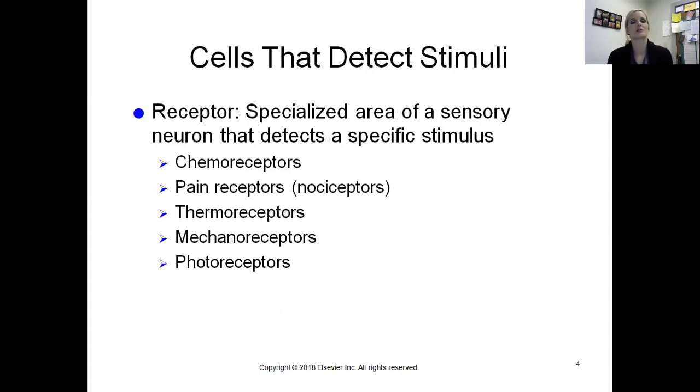So here are 5 different types of receptors. We have chemoreceptors, just as that prefix implies. Chemo, meaning that it responds to different chemical changes. So when we talk about smell or taste, both our tongue and even we have receptors in our nose that respond to chemical changes. When we take a bite of something, we can detect whether it's something sweet or sour or savory because of the different chemoreceptors on my tongue that can pick that up. Then we have pain receptors, sometimes referred to as nociceptors.